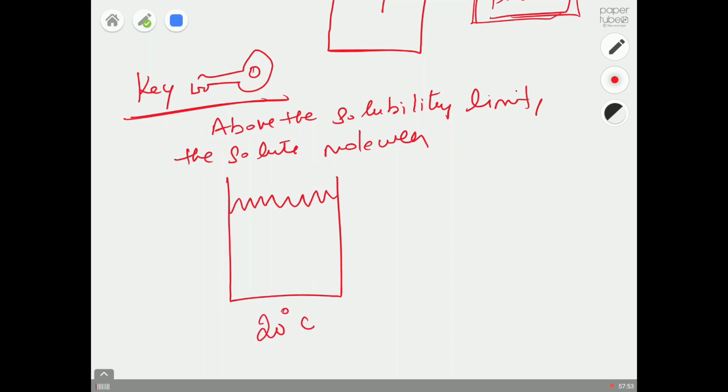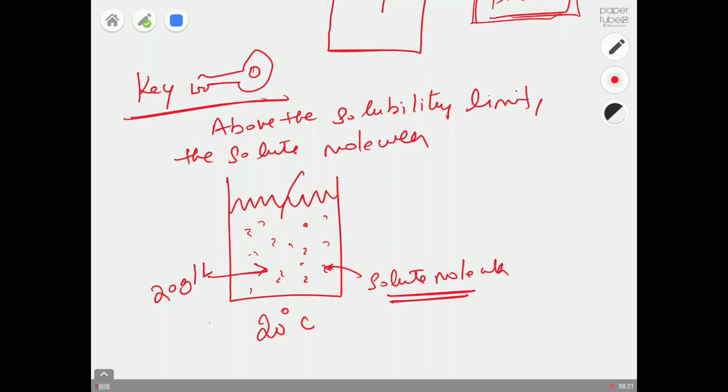Imagine you were at 20 degrees centigrade, and your solubility concentration, for example, is 20 grams per liter, and say these dots are your solute molecules. So this will remain in solution forever, even if you leave it for 1 year or 2 years.